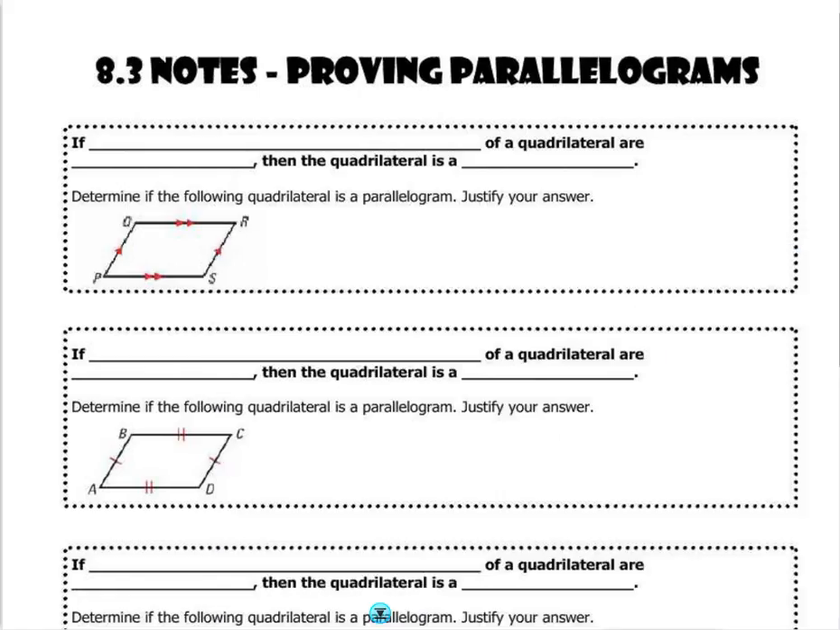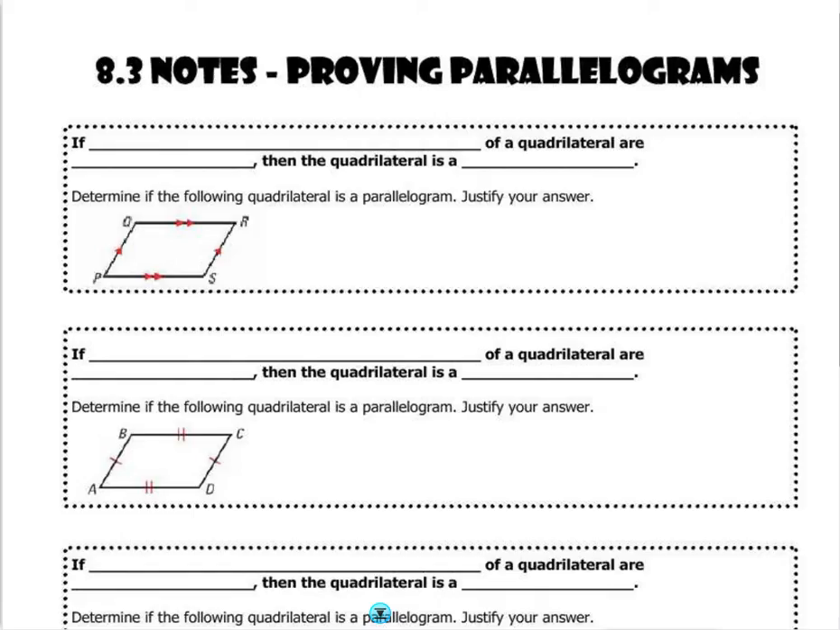So we're going to look at a video lesson here on 8.3, which is about proving parallelograms. We're going to use what we know about parallelograms and basically do the converse of our original statement. If the following characteristics are true, then a quadrilateral is a parallelogram. That's the converse of the statement we're going to go with.